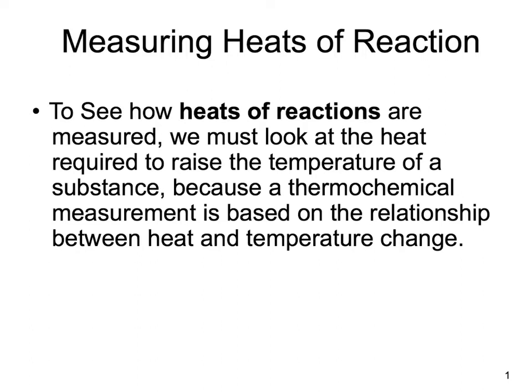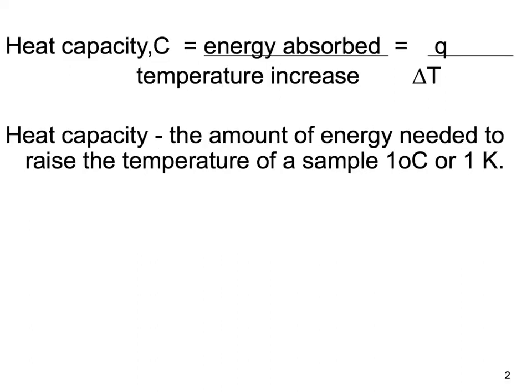So the first thing we're going to talk about is heat capacity, which we use this capital C to represent. This is going to be the energy absorbed, which is Q, over the temperature change, which is delta T. For heat capacity, we can define it as the amount of energy needed to raise the temperature of a sample 1 degree C or 1 degree K. So it's important to note when doing these reactions, you could have the answers in degree C or Kelvin. You can do it either way.